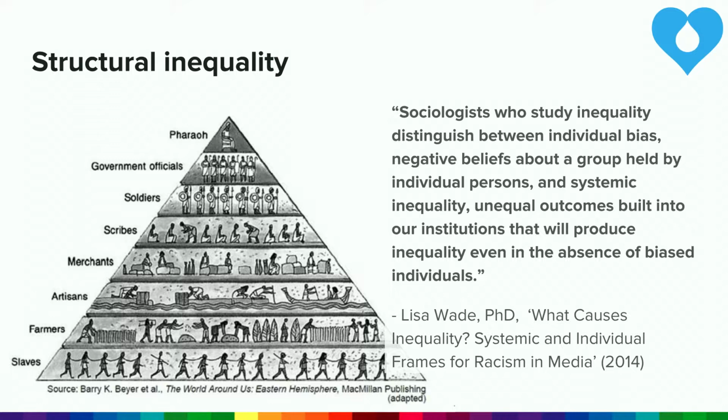There's individual bias. There's people being racist. We all think of that as like hate speech or Nazis or whatever, right? But even individuals who don't have any individual bias can still perpetuate the systems where there are unequal outcomes built into the institutions that produce inequality, even in the absence of biased individuals. It doesn't rely on an individual being racist for racism or white supremacy to be built into the system, because those values have been embedded in, literally, again, for generations.